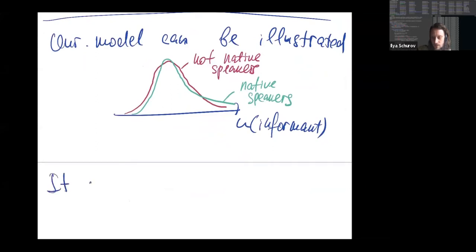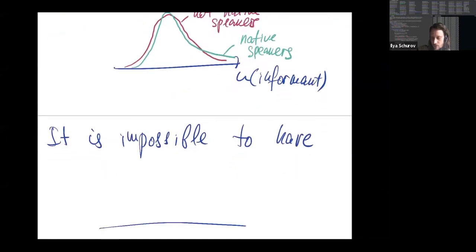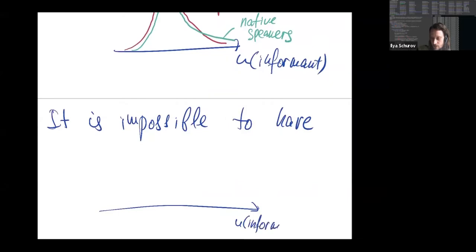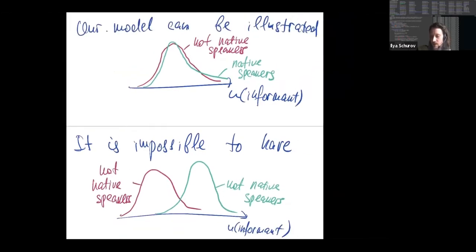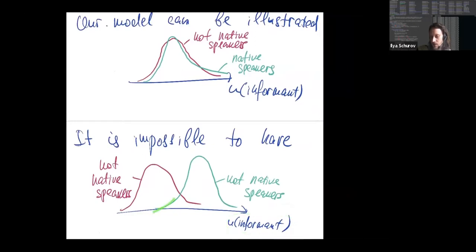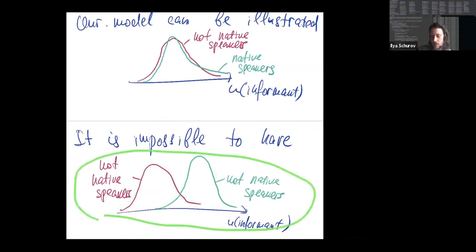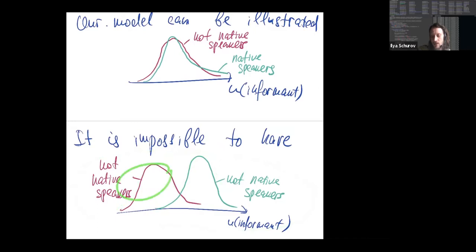It is impossible to have this picture. So this variable u cannot be used to explain the difference between native speakers and not native speakers. So we assume that this picture is impossible. It is not true that they obtained this value of u from a different distribution depending on the value of this native speaker variable. This distribution should be the same.